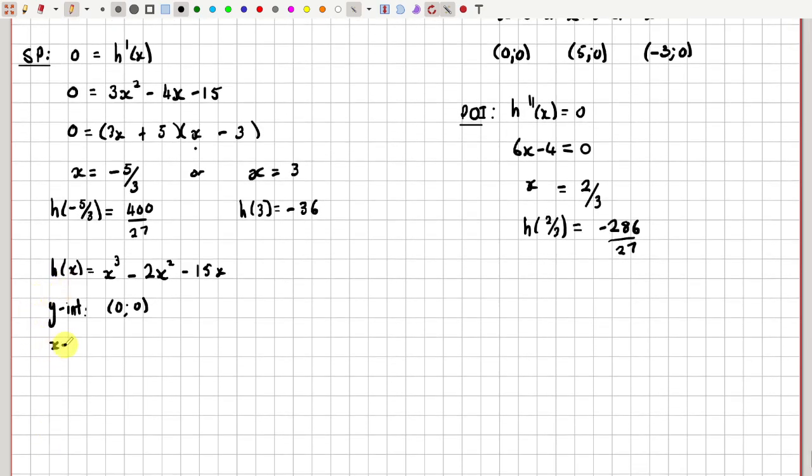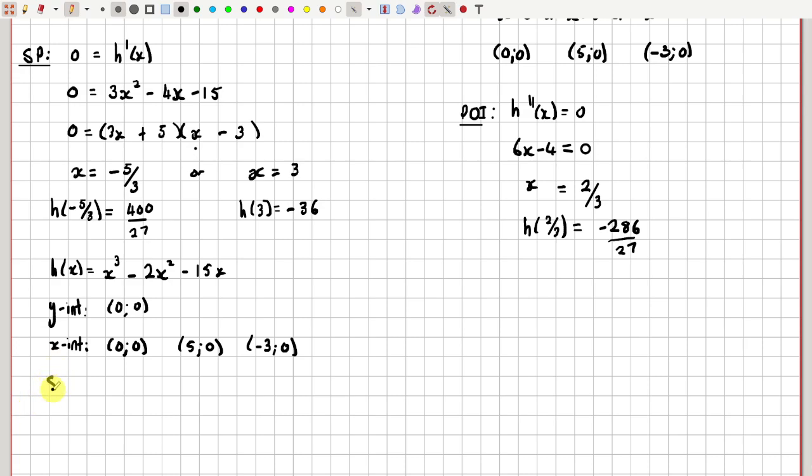X-intercepts, which will be (0, 0), (5, 0), and (-3, 0). So we arrange that in ascending order.